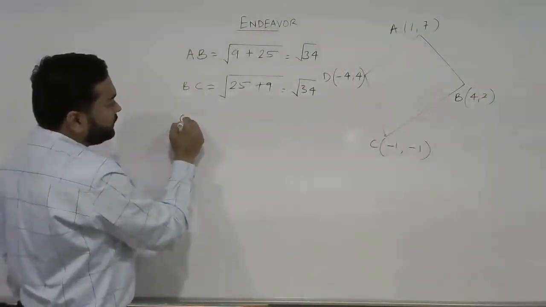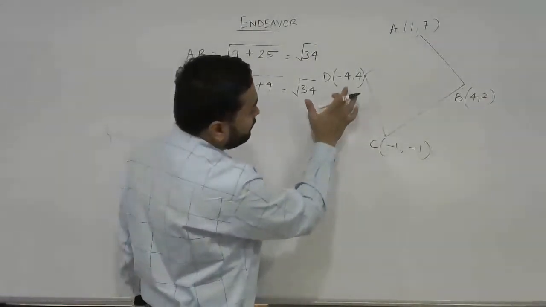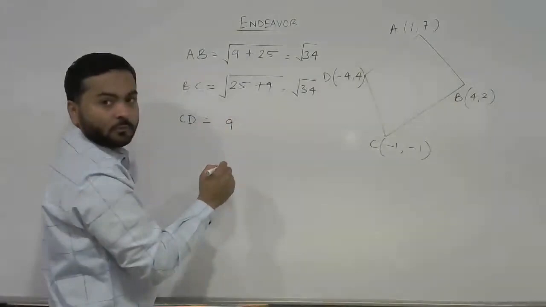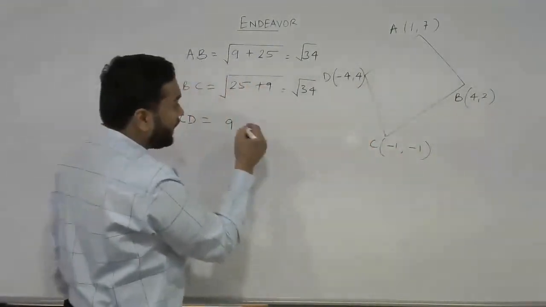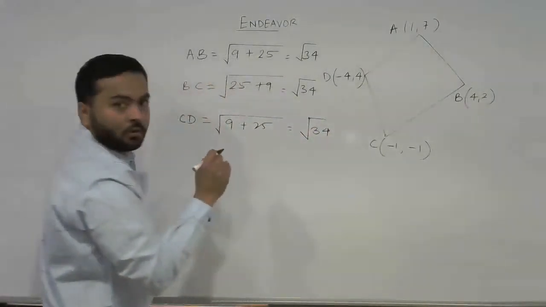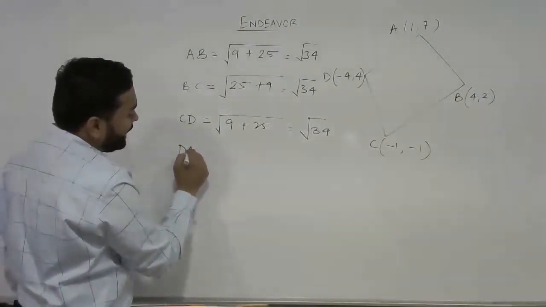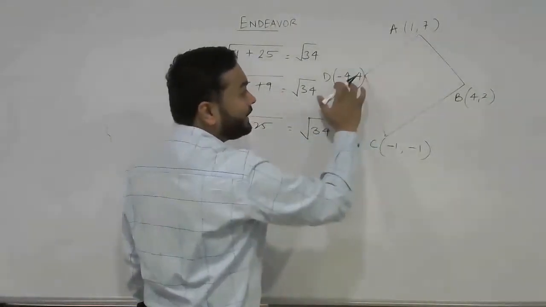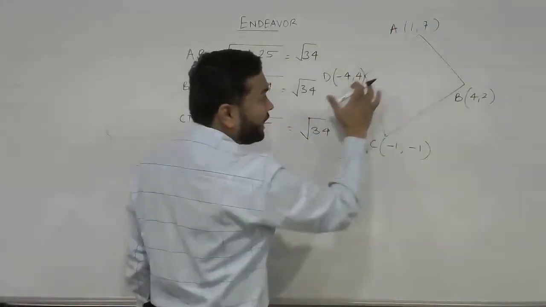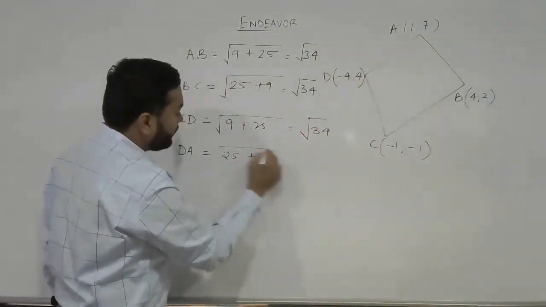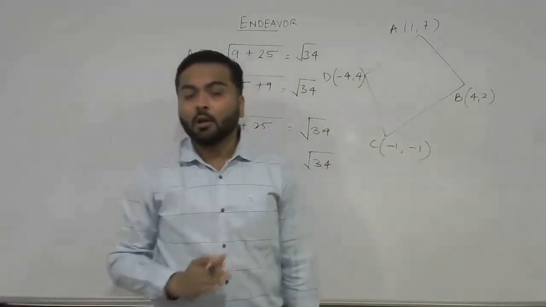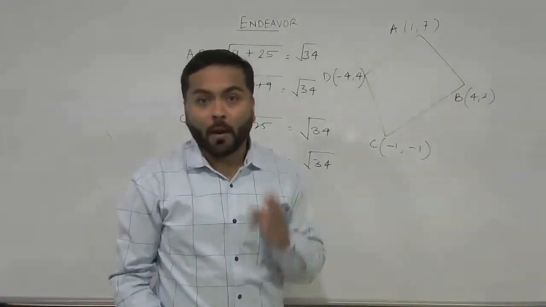Correct? Now let's find CD. That's minus 4 minus of minus 1, which is minus 3 squared, 9. Then we have 4 minus of minus 1, which is 5 squared, 25. So that is again root 34. Then lastly, we find DA. It would be 1 minus of minus 4, that is 5 squared, 25. Then we have 7 minus 4, which is 3, 3 squared is 9, and again we have root 34, which means all four sides of the quadrilateral are equal, which means it can be either a rhombus or a square.